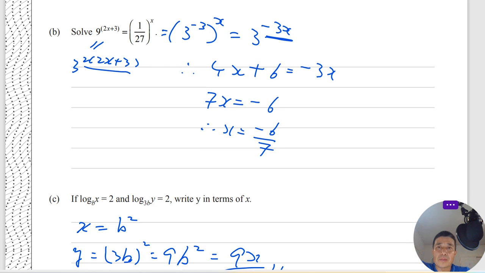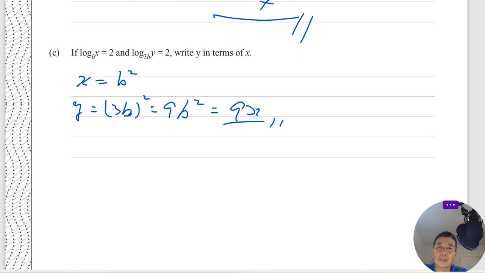All right, solve this. First of all, the left-hand side is 3 squared bracket 2x plus 3, right? And the right-hand side is 3 to the power of negative 3 to the power of x. So that means 3 to the power of negative 3x. That means 4x plus 6, right? So expanded equals negative 3x. Hence x must be negative 6 over 7.